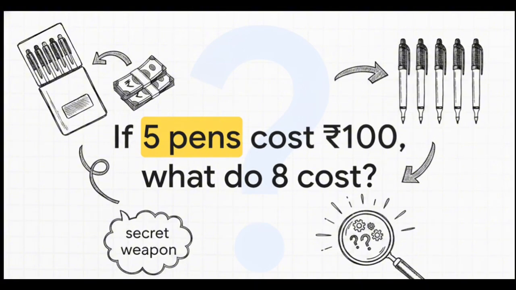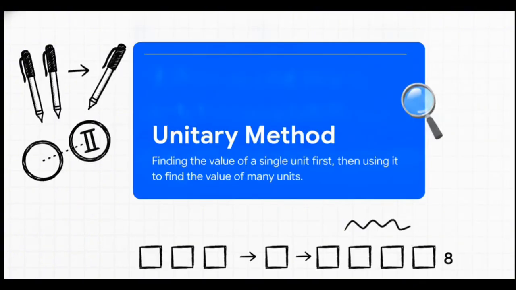Picture this. You're standing in the stationery aisle. You see a pack of 5 pens for 100 rupees. But you don't need 5. You need exactly 8 pens for your office team. So how much is that going to cost you? Let your brain struggle with that for just a second. Trying to jump straight from 5 to 8 is pretty clunky, right? If you're drawing a blank, do not worry, because you're about to learn the absolute secret weapon for problems exactly like this. Okay, let's dive right into this.